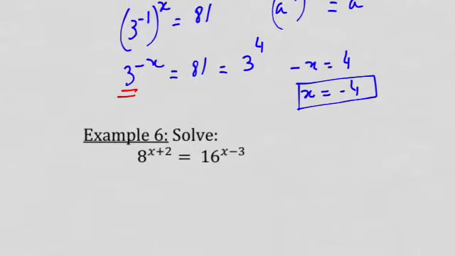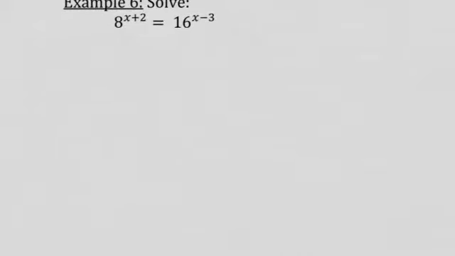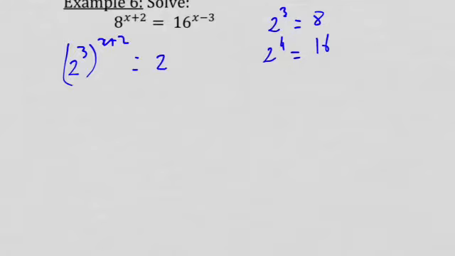Okay? Let's try again to do example number 6 together. We have 8 as a base. So 8 is supposed to be 2 cubed. 2 cubed is supposed to be equal to 8, and 2 to the 4th is supposed to be equal to 16. So at the end of the day, using my rule of exponent, I got 2 cubed to the x plus 2 equals 2 to the 4th to the x minus 3.